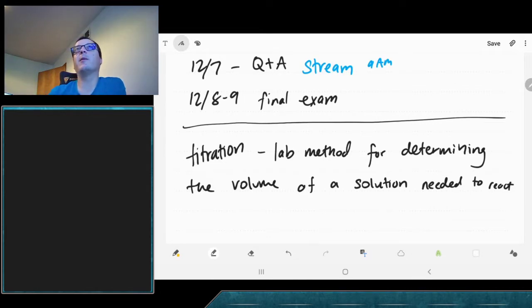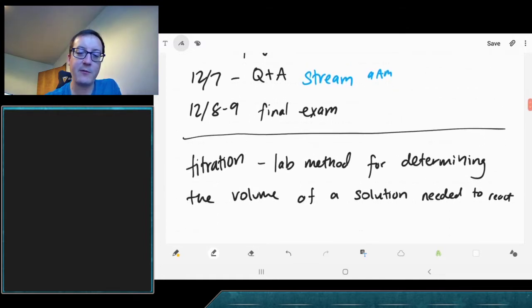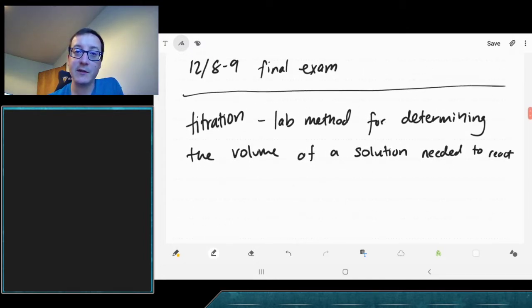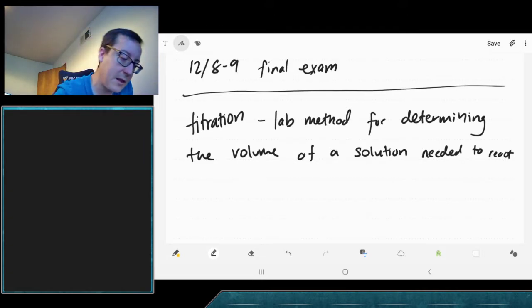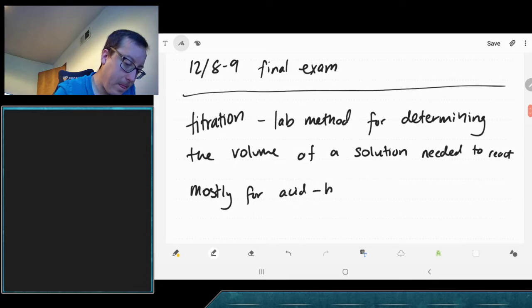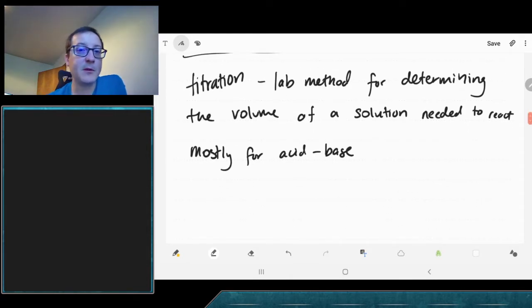We've talked about, hey, if I have this many grams of whatever and I throw in this many mLs of whatever molar solution, what's the limiting reactant and all that sort of thing. This is a method that will allow you to determine how much stuff you'll need to add. This is typically done for acid-base, but it can be done for certain redox reactions as well. The reason it's mostly used for acid-base is because we can use this property of pH to let us know exactly when the reaction is done.